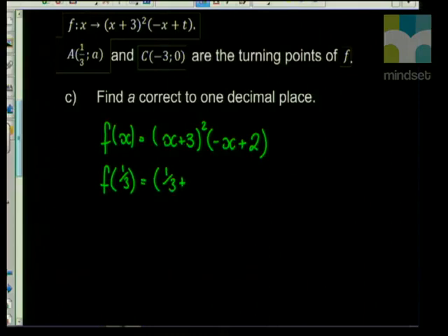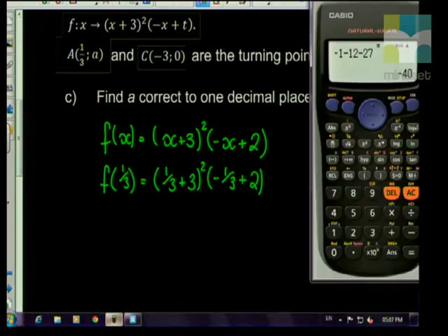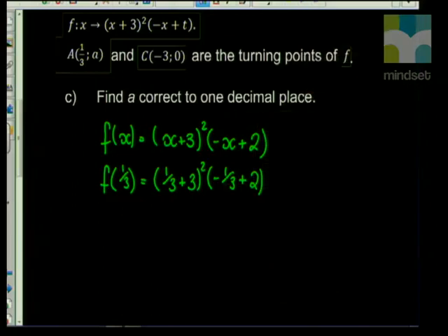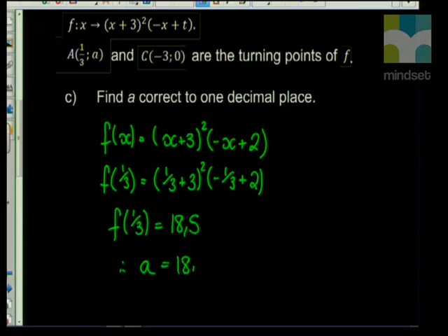So I'm going to substitute a third into each of my x's, and I'm going to do the working out quickly over here. So we're going to have our bracket, and I have got a third, which is plus 3, and the whole bracket is being squared. The whole thing is being squared. And I've got a negative third, and that's plus 2, and we're landing up with, okay, they asked us to give it to 1 decimal place, so 18.5 is the value. So f of 1/3 is going to give us 18.5. So therefore our value for a is 18.5.